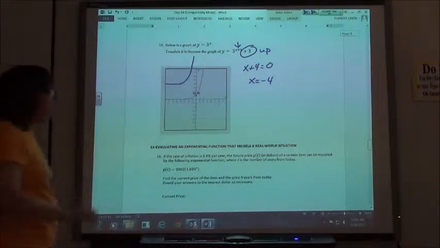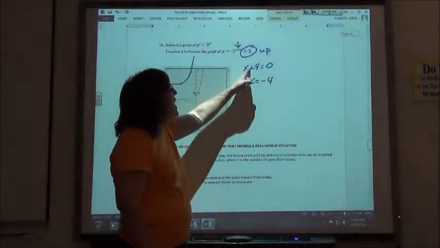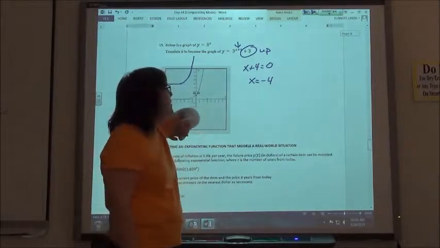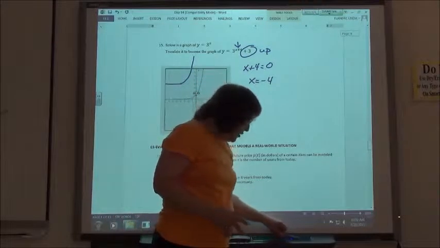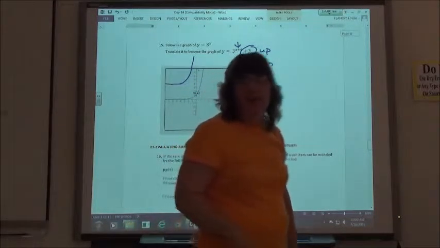So same as our regular translations. With the x, I move it over so it moves in the opposite direction on the x-axis. The number on the end goes in the same direction: positive if it's up, negative then it goes down.